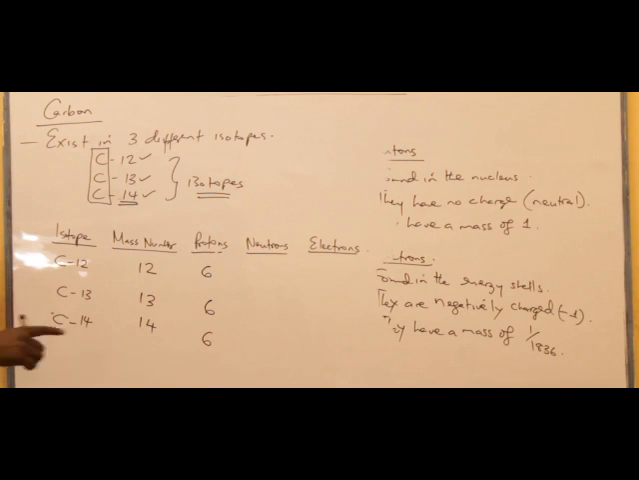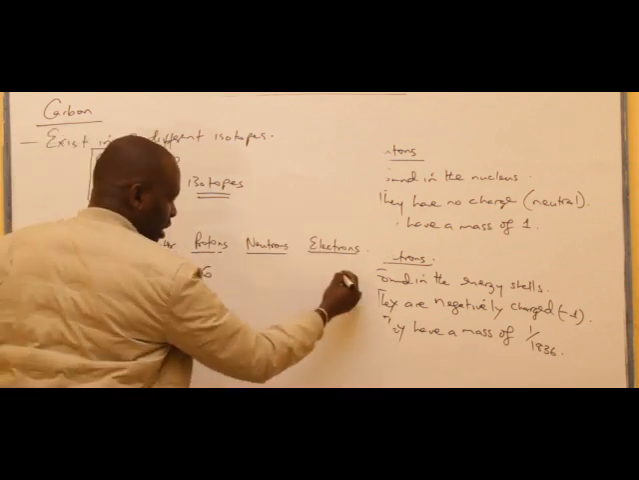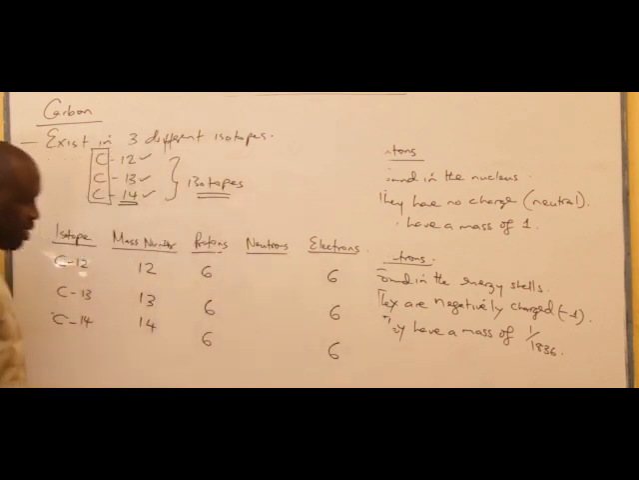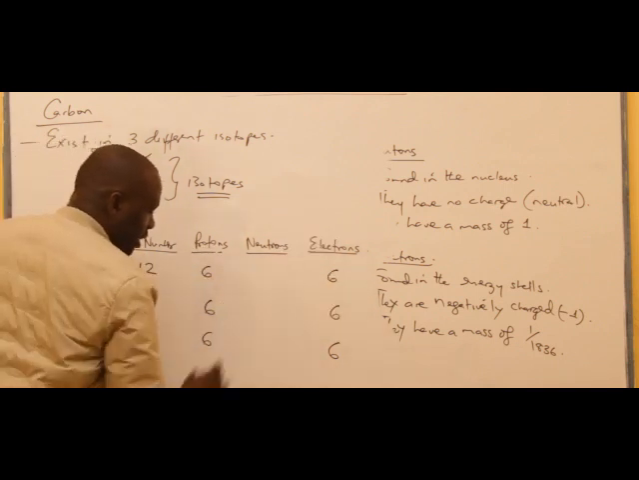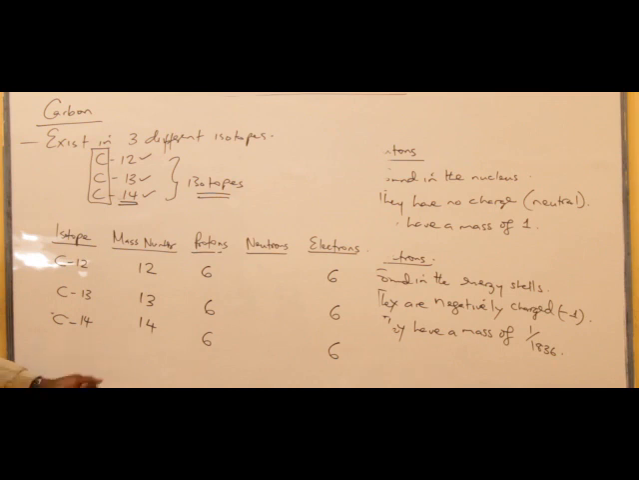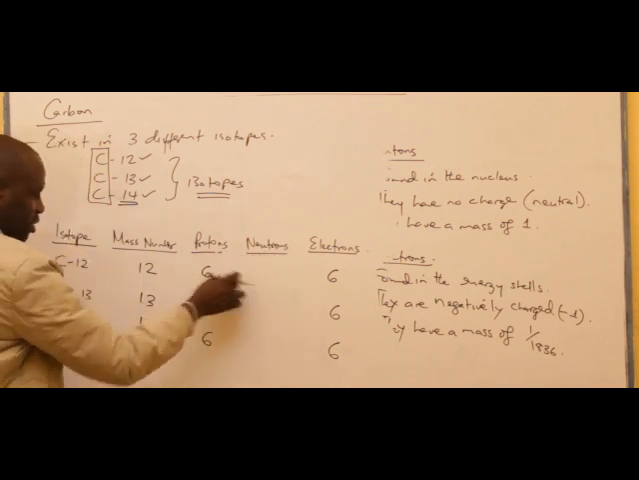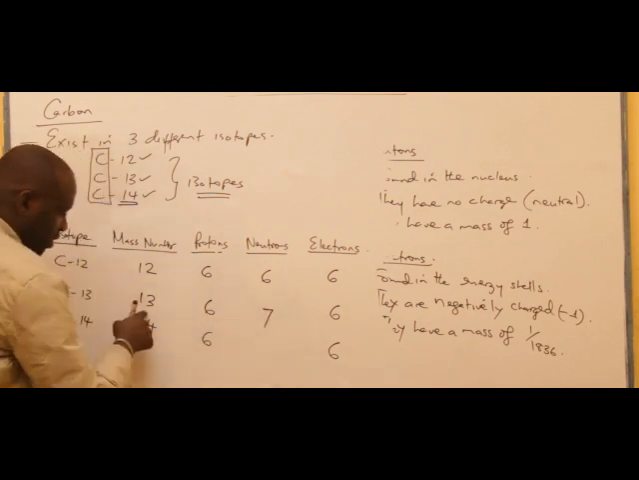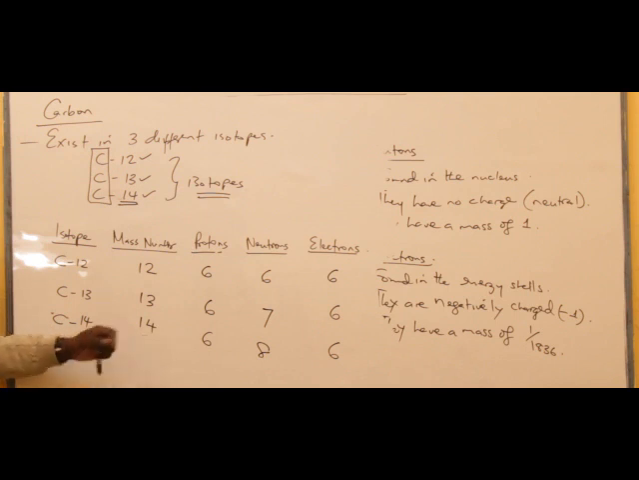We said earlier that the number of protons is equal to the number of electrons. Therefore, if protons are 6, electrons are also 6, in each of them. The difference comes in the number of neutrons. Because this one is 12, what is mass number? Mass number is protons added to neutrons. So 6 plus what will give us 12? Therefore this one is 6. Here it will be 7, because 6 plus 7 gives you 13, and then here is 8, because 8 plus 6 gives you 14.